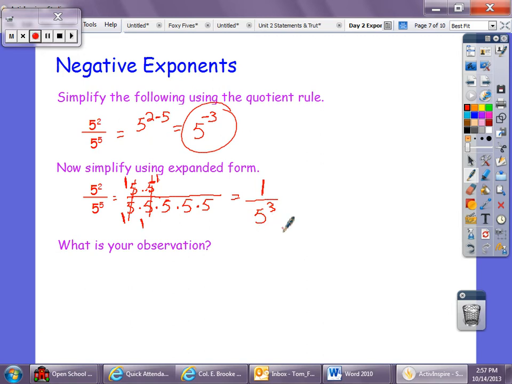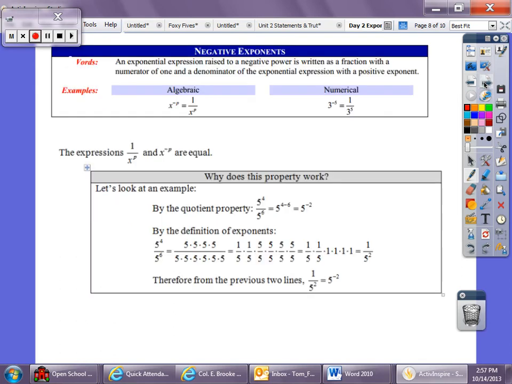Well, what's our observation? What we can say is that we did the same problem. We just did it 2 different ways. So what we can say is that these are the same thing. So 5 to the negative 3rd power is the same thing as 1 over 5 to the 3rd. Now, when we start dealing with exponents, we don't want to have negative exponents, so we have to get rid of that negative exponent. The way we get rid of it is we're going to make it into a fraction.